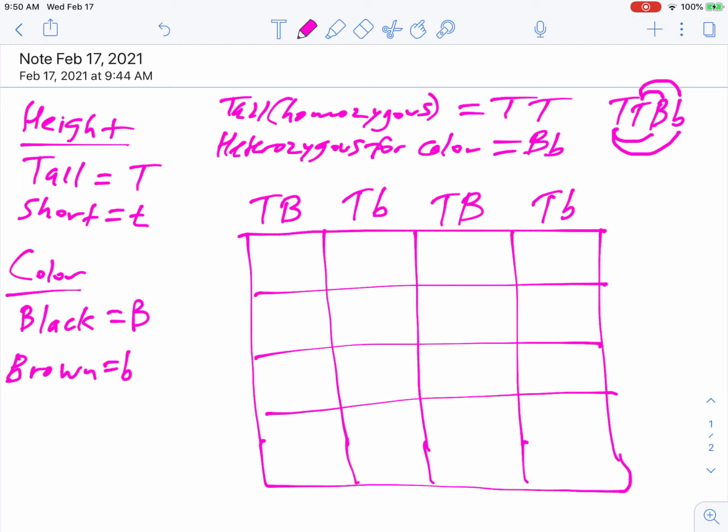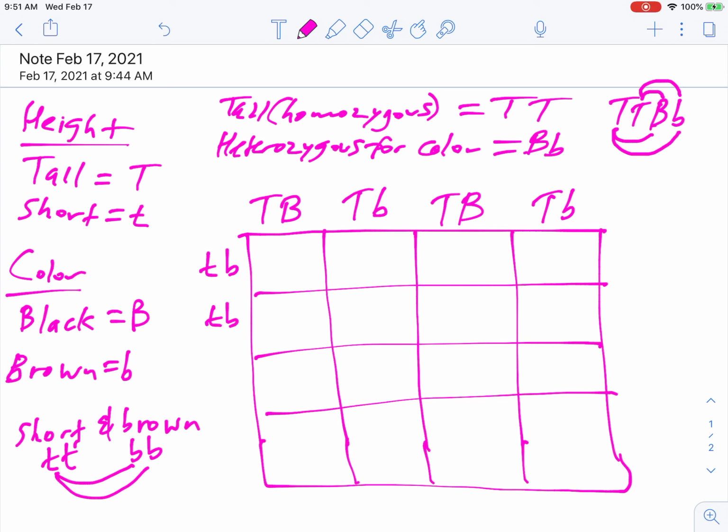So now you have to figure out what the other parent is. Let's pretend that the other parent is a short parent and a brown parent. I'm just going to make it simple, because we'll just have short as little t, it's the only way to have that recessive trait, and brown as little b. So again, if I put them all together, they're already close enough that I can just FOIL. I'm going to have little t, little b, little t, little b, little t, little b, and little t, little b.